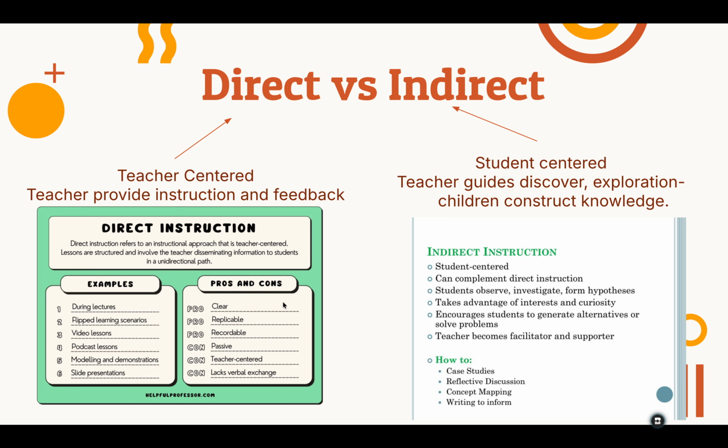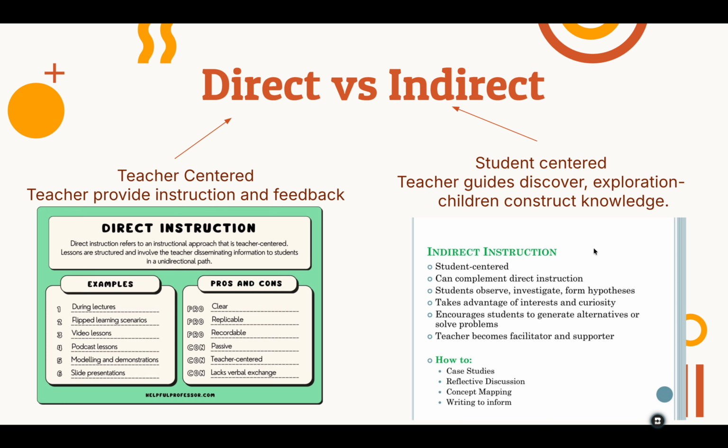So it is clear, right? It's replicable learning. So I'm showing you exactly how to do something, and you're able to do it right after I show you how to do it. So I'm showing you why 1 + 1 is 2, and you are able to show me exactly back why 1 + 1 is 2. But it is passive and it lacks verbal exchange. So, right, because it's just me showing you.